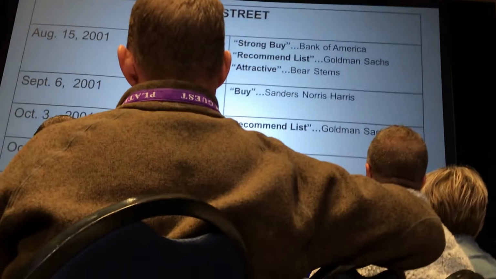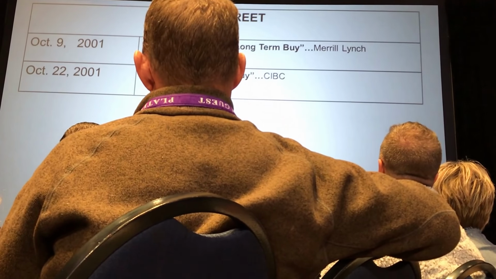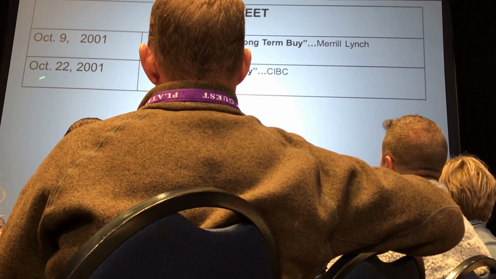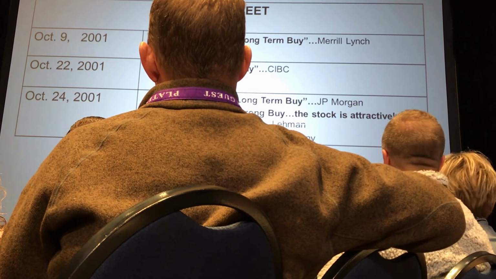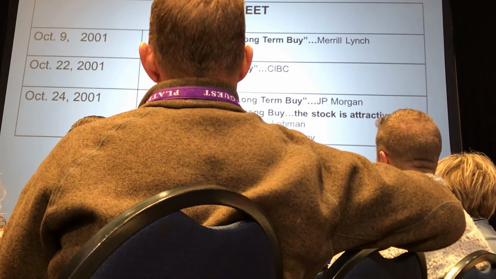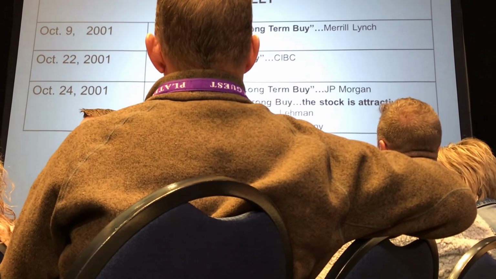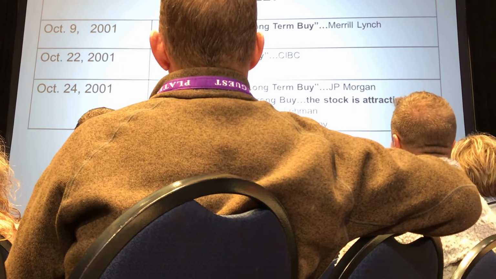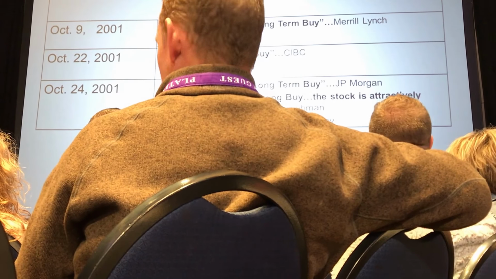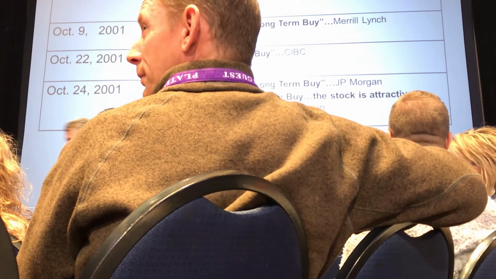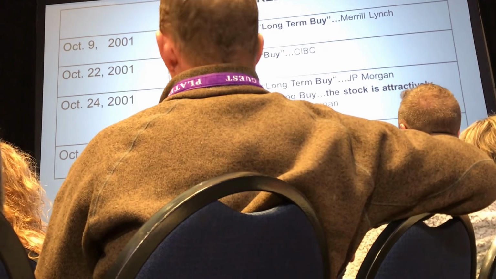Buy it, said A.G. Edwards. Strong buy, said First Albany. Long-term buy, said Merrill Lynch. Buy it, said CIBC on October 22nd, 2001 at $20 a share. Long-term buy, said, yeah, now this thing sucks in the short term, right? But long term, you're going to be happy you own this. Strong buy, said the smartest guys at Lehman. The stock is attractively priced at $16.41 a share. No shit. 10 months ago, it was at 61. Buy it, said First Albany.